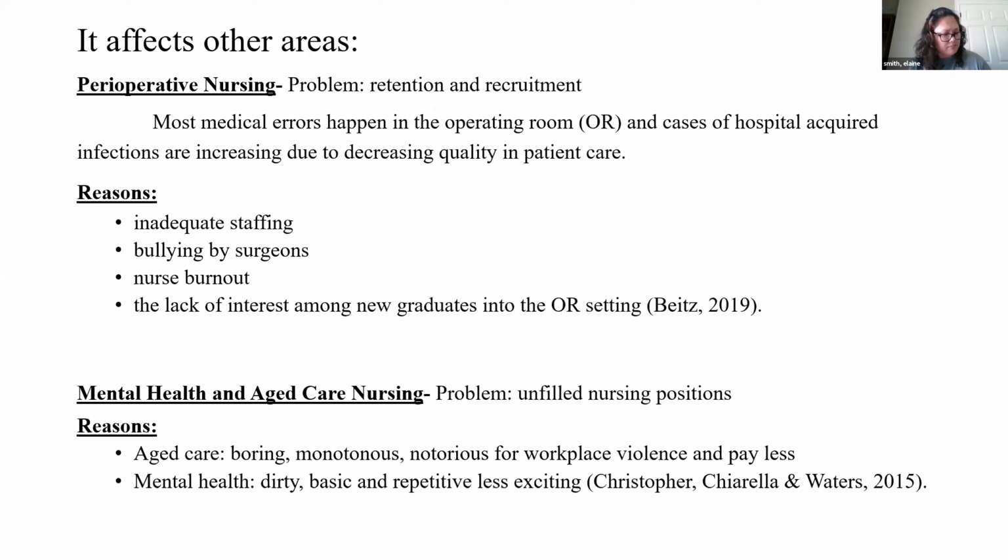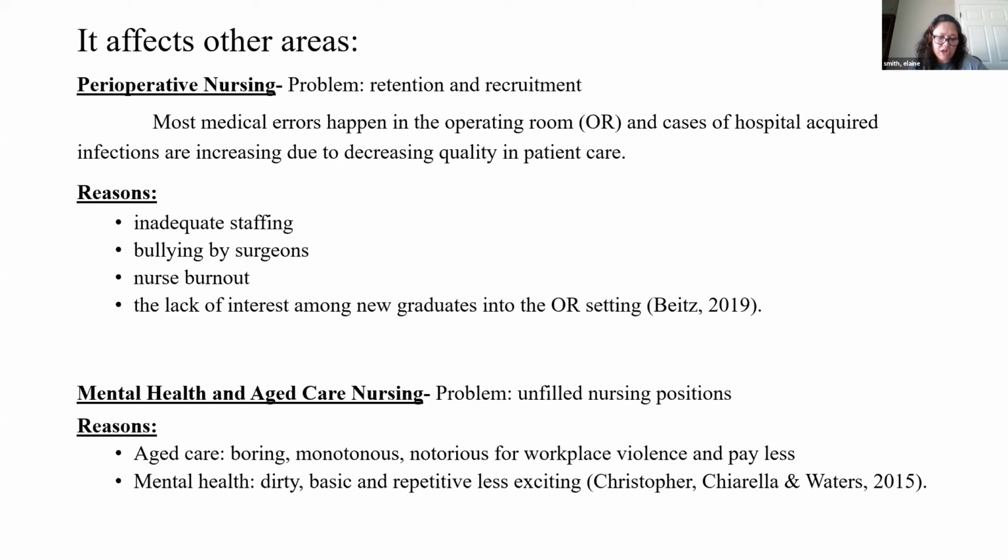Most of the time, the issue of the global nursing shortage is focused more on how it affects inpatient care in hospitals, and less on other areas of nursing such as mental health, aged care, emergency department, home health, pediatric, palliative care, and perioperative care. Perioperative nursing, or the OR, suffers in retention and recruitment. It is reported that most medical errors happen in the OR, and that cases of hospital-acquired infections are increasing due to decreasing quality in patient care.